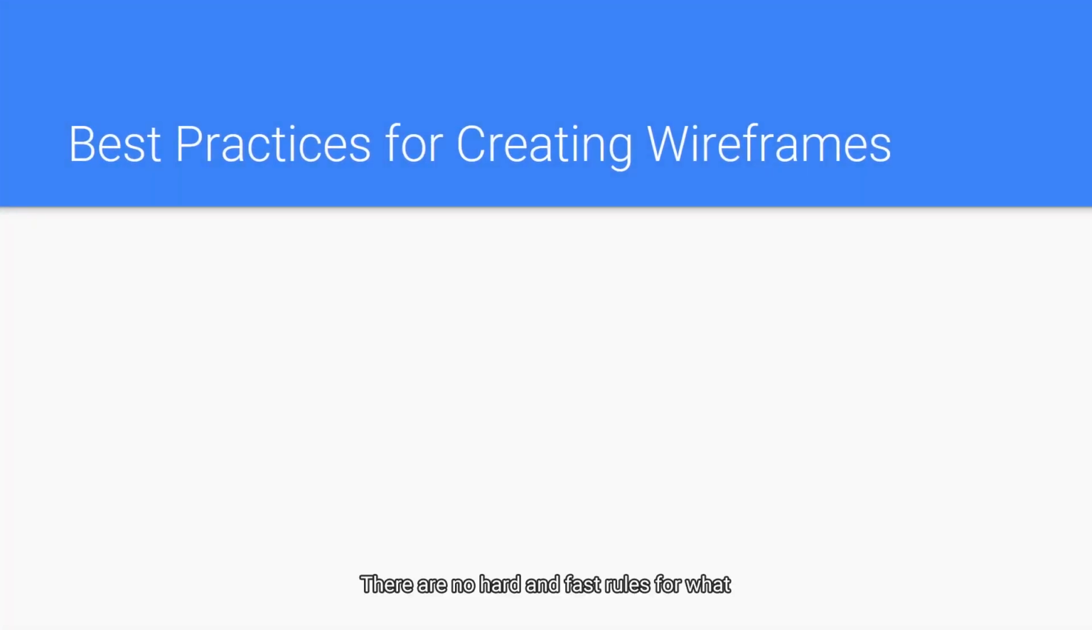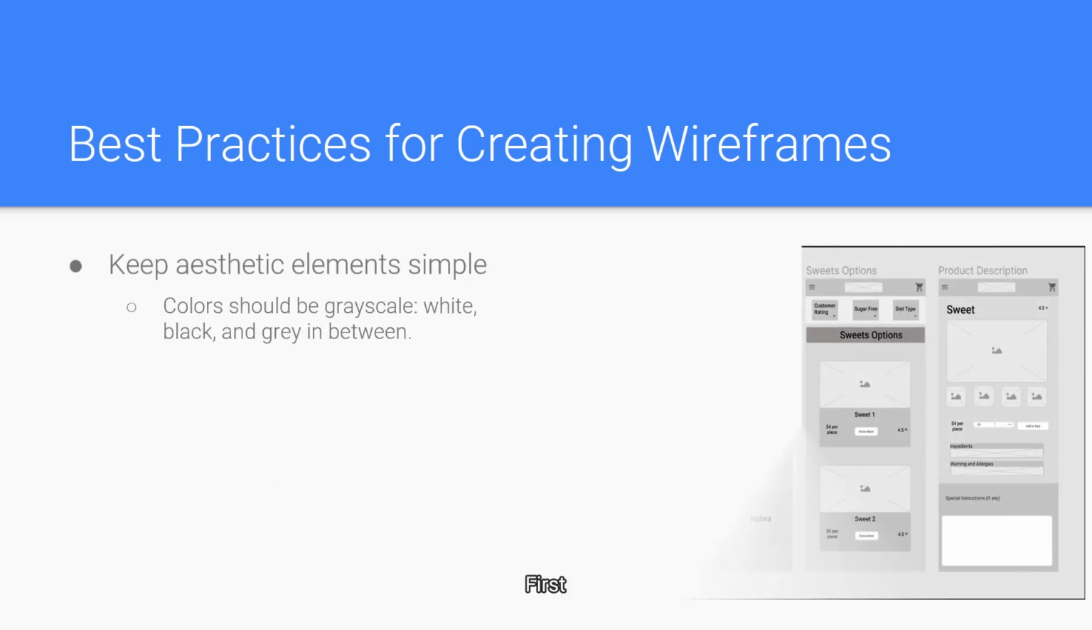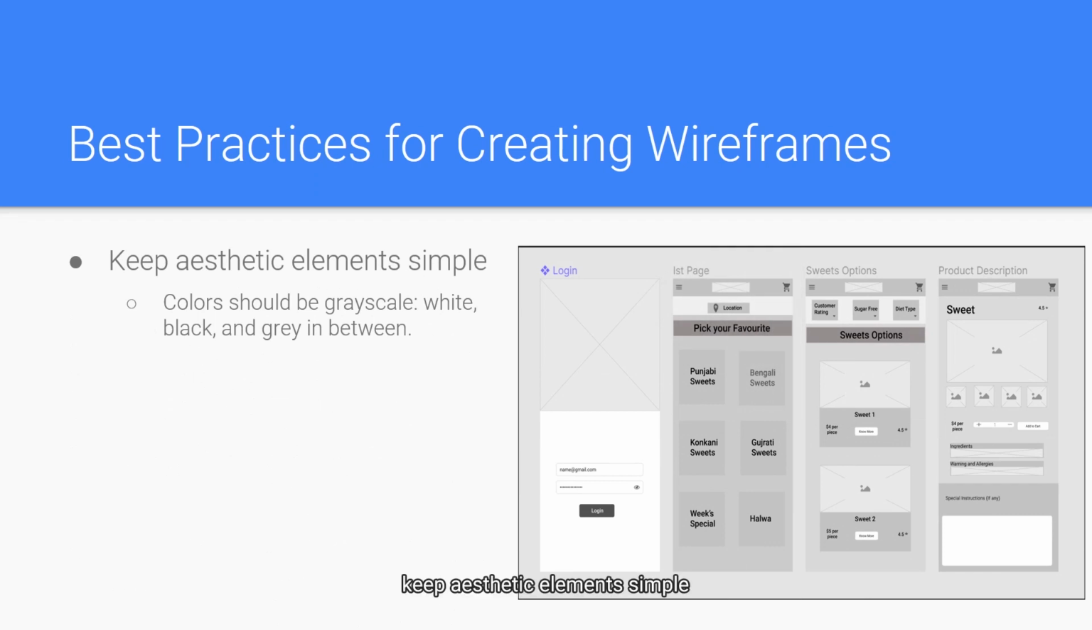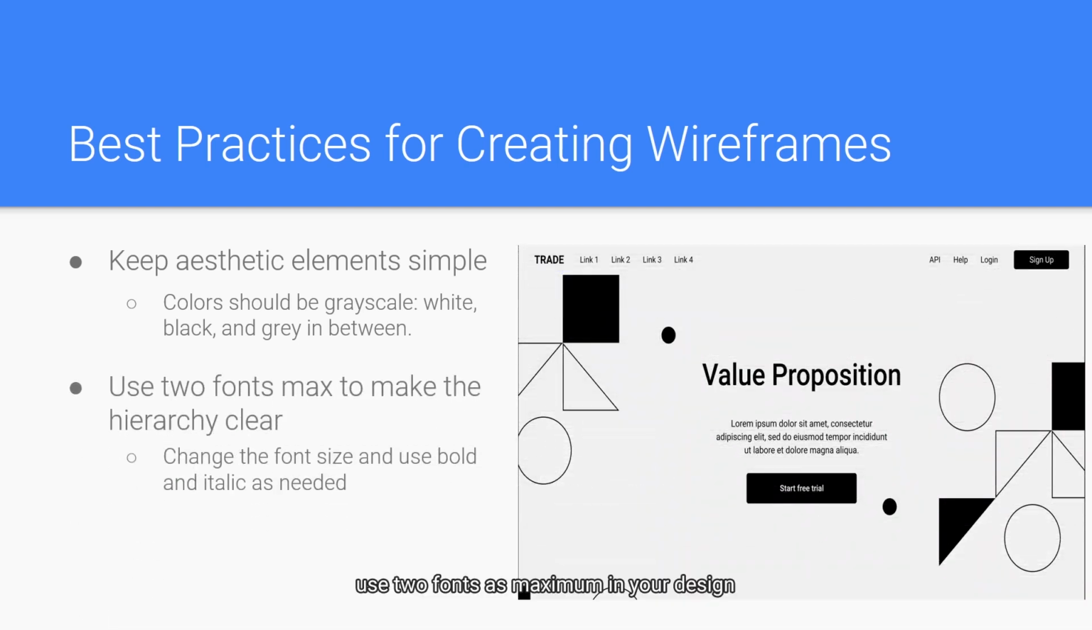There are no hard and fast rules for what you need to include in your wireframe and what you must leave out, but there are some best practices to help you get the most out of your work. First, keep aesthetic elements simple by using grayscale colors such as white, black, and gray in between. Also, use two fonts as maximum in your design.